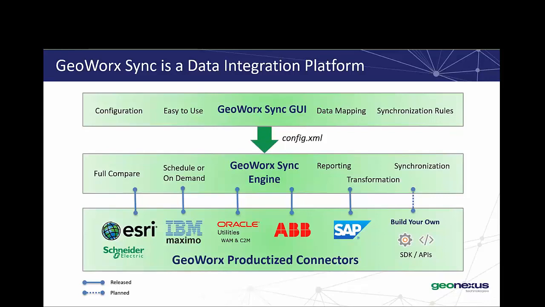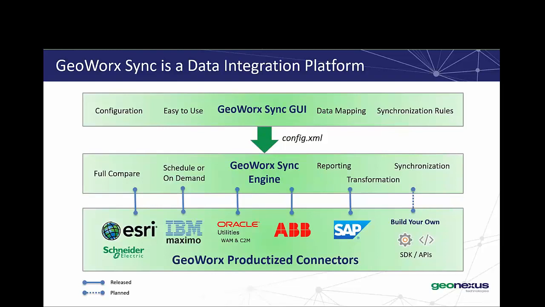You may have an Esri connector, and you may just use this for utility network to geometric network synchronization. But if you happen to have some of these other third-party systems like IBM Maximo or SAP, then you can take advantage of those connectors and connect those systems into the equation as well. And you can scale this over time.